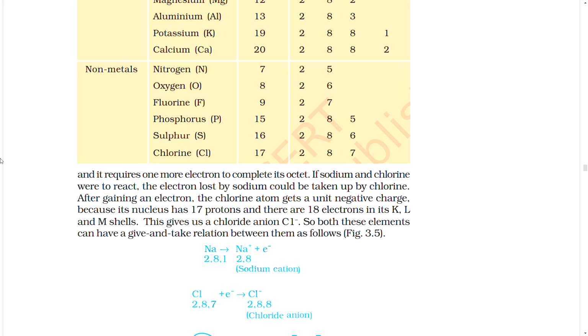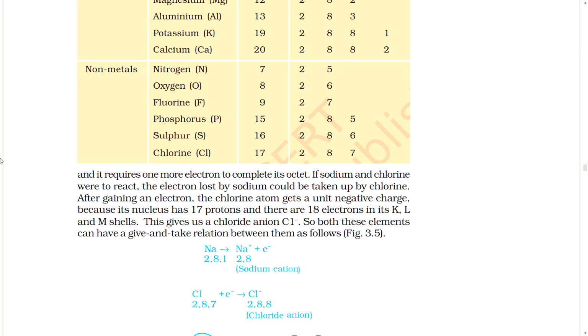After gaining an electron, the chlorine atom gets a unit negative charge because its nucleus has 17 protons and there are 18 electrons in its K, L and M shells. This gives us a chloride anion, Cl-. So both these elements can have a give and take relation between them as follows.